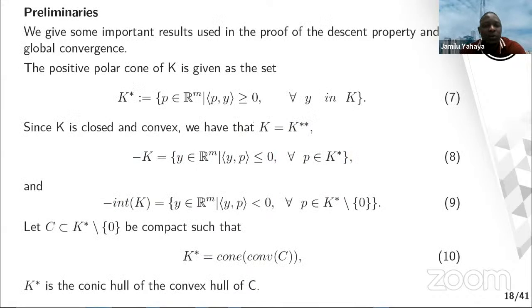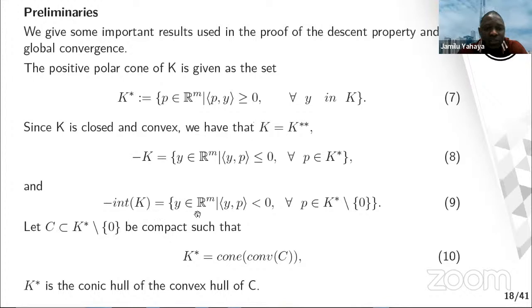So here we are going to present some important results we use in the proof of the descent property and the global convergence. We actually need a positive polar cone of K. If K is a cone, then the positive polar cone of K is given as a set, that is, this set given in equation 7. And since K is a closed and convex set, we have that K is equal to K star star. And the negative polar cone is given by equation 8, while the negative interior of the cone is given by equation 9.